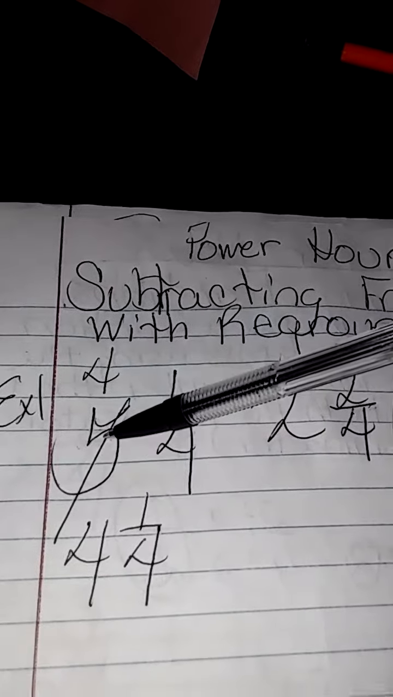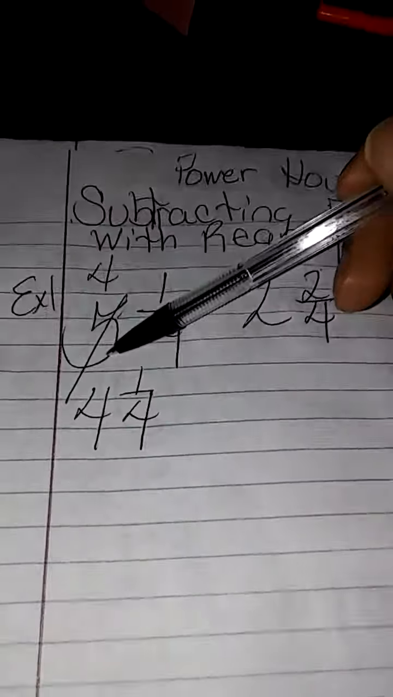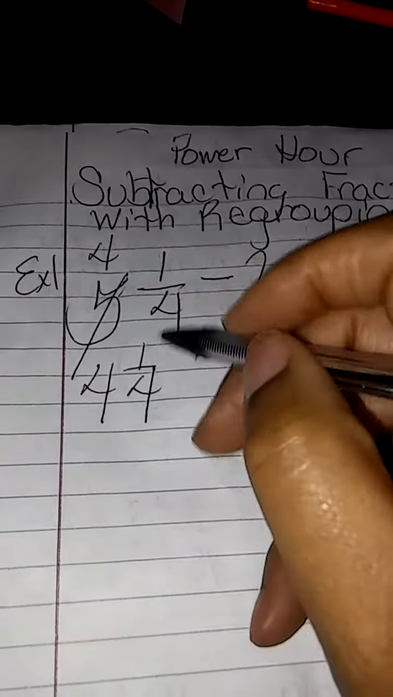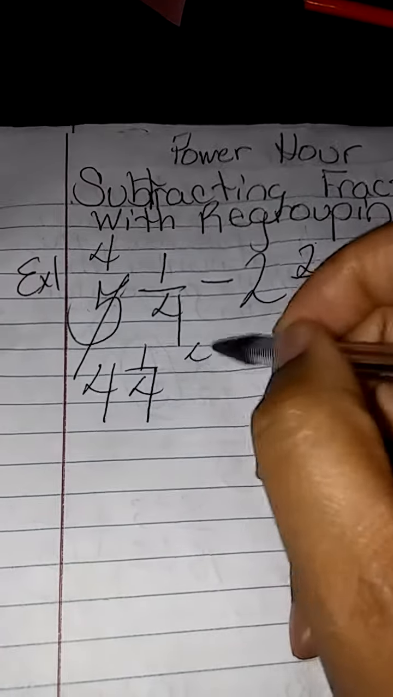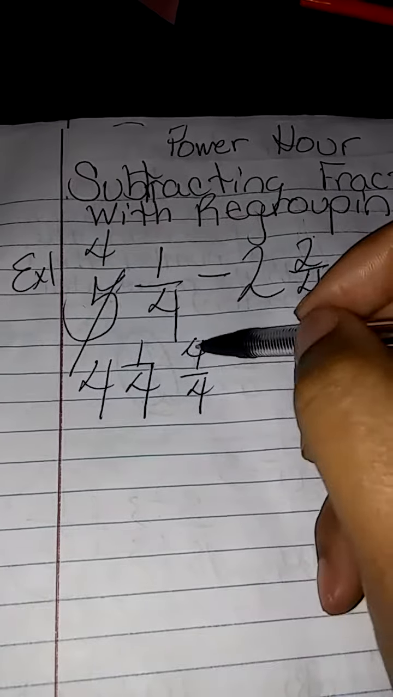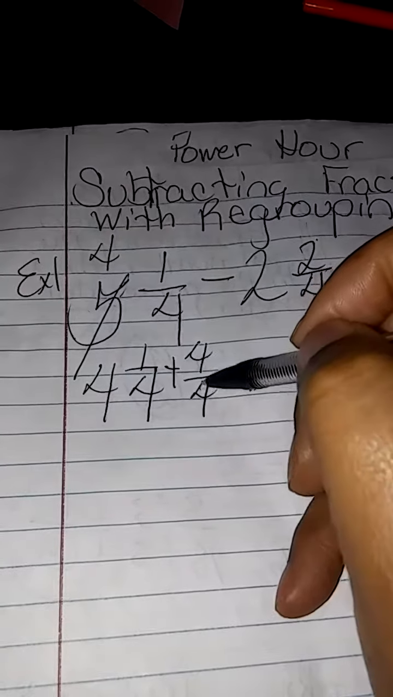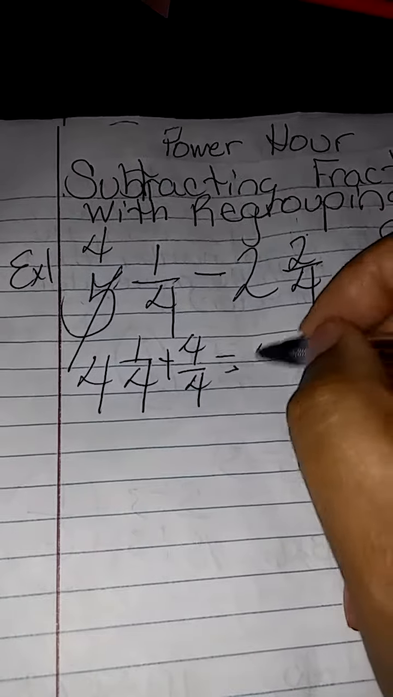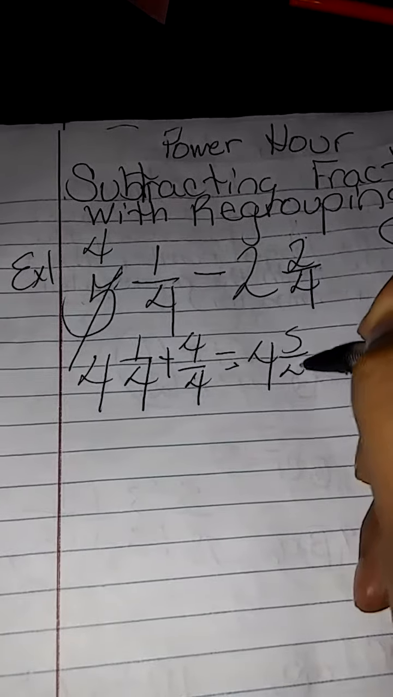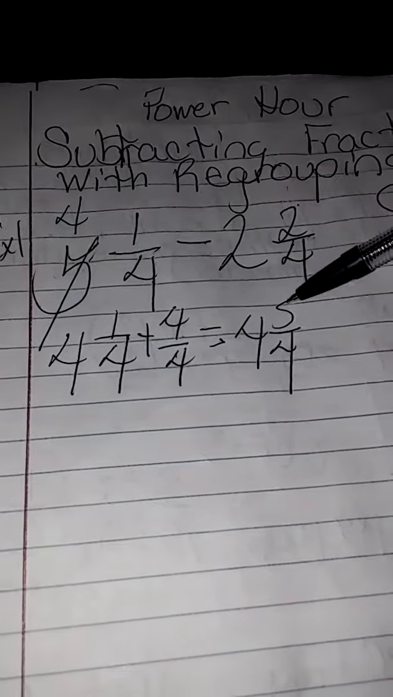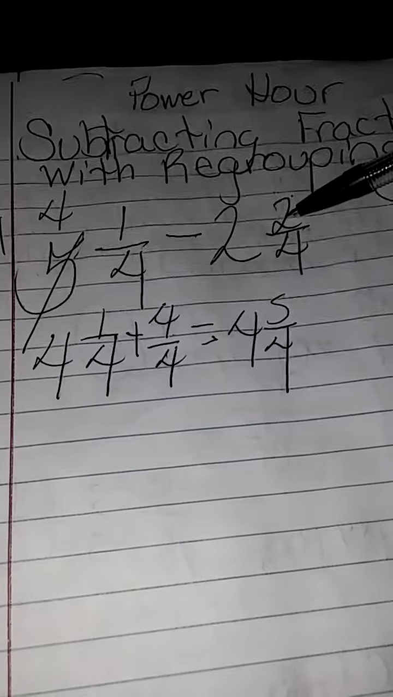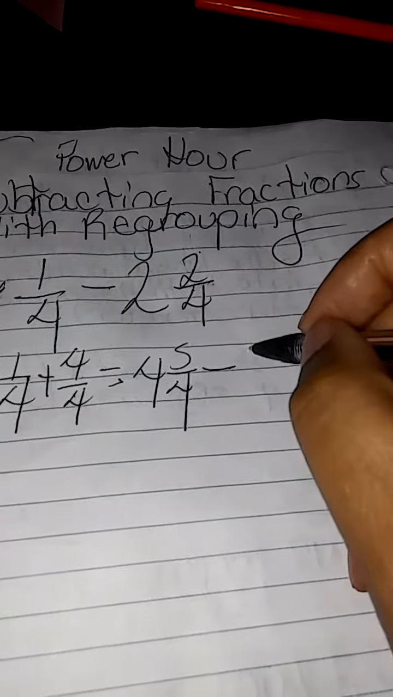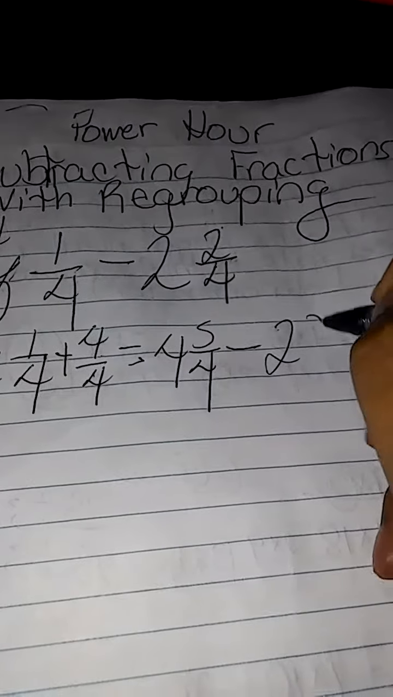The one that I borrow from here, I'm going to change to a whole number fraction that has the same denominator as 4. So a whole fraction that has the same denominator as 4 is 4/4. Anytime you have the same number on top of each other, that makes a whole. So this is going to equal 4 and 5/4. Now look at my numerator. My numerator is now large enough to subtract that too. So I can go ahead and subtract it. 4 and 5/4 minus 2 and 2/4.